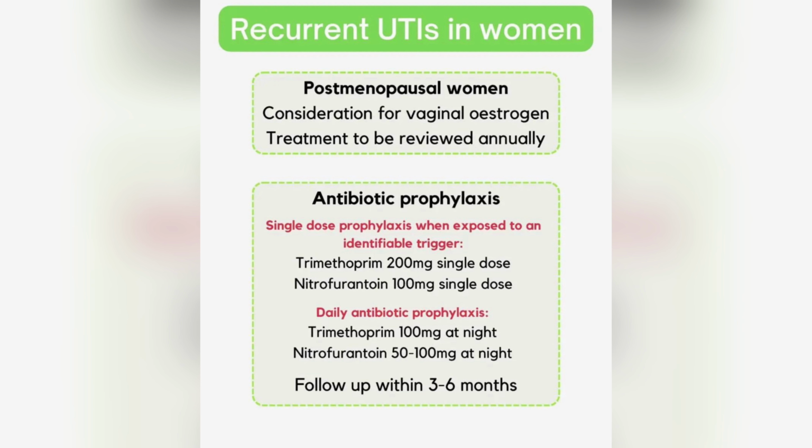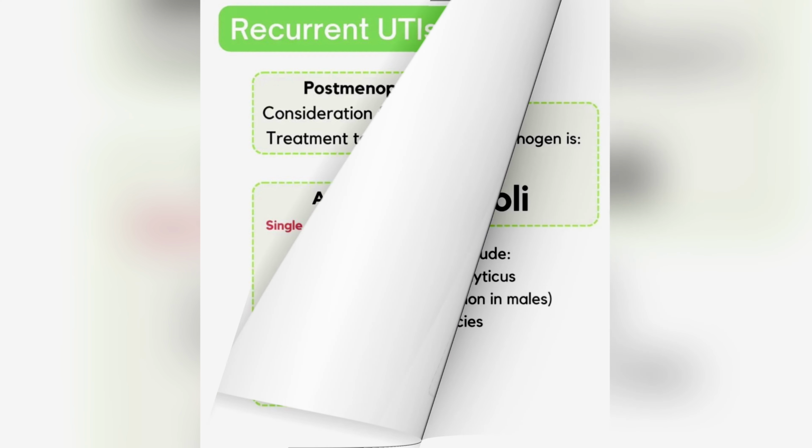Antibiotic prophylaxis for urinary tract infection in women: 1. Single-dose prophylaxis when exposed to an identifiable trigger: trimethoprim 200 mg single dose and nitrofurantoin 100 mg single dose. 2. Daily antibiotic prophylaxis: trimethoprim 100 mg at night, nitrofurantoin 50 to 100 mg at night. Follow up within 3 to 6 months.